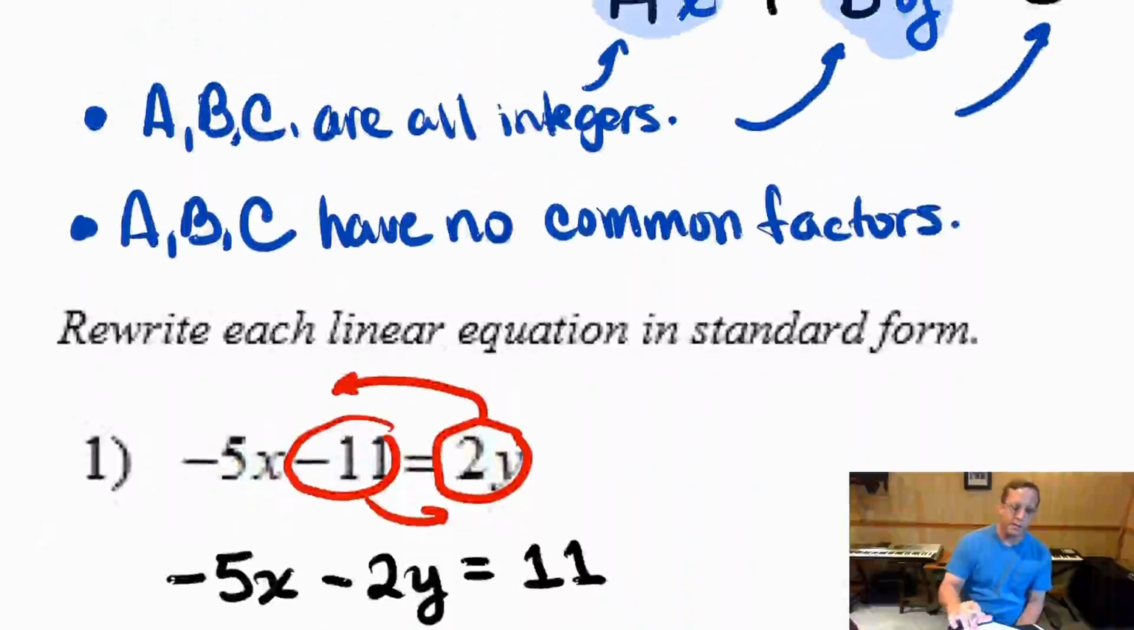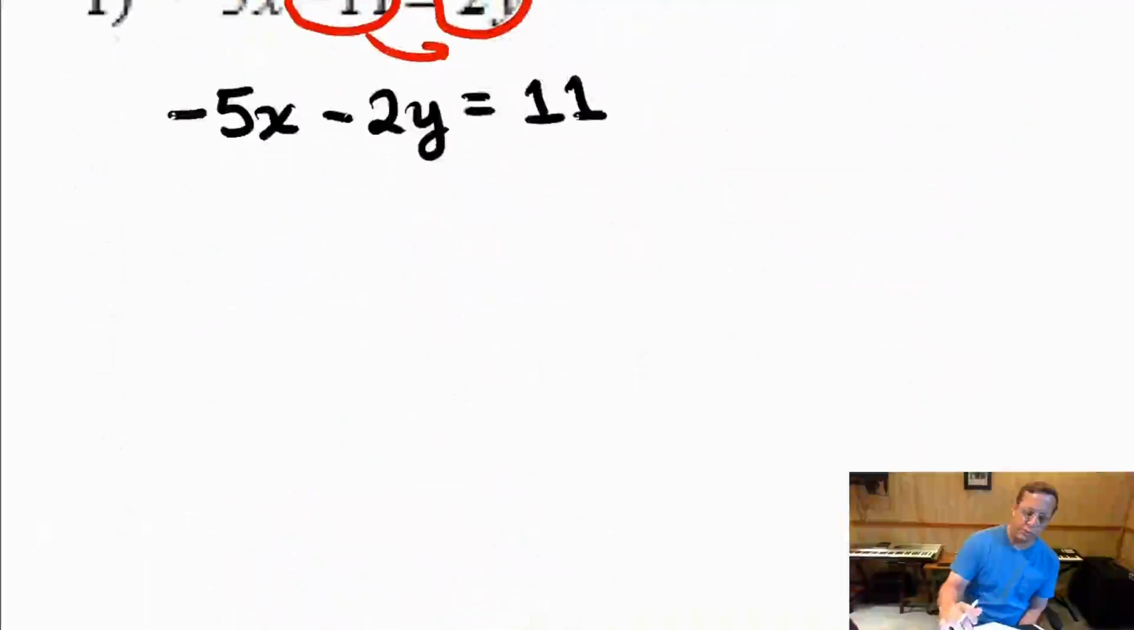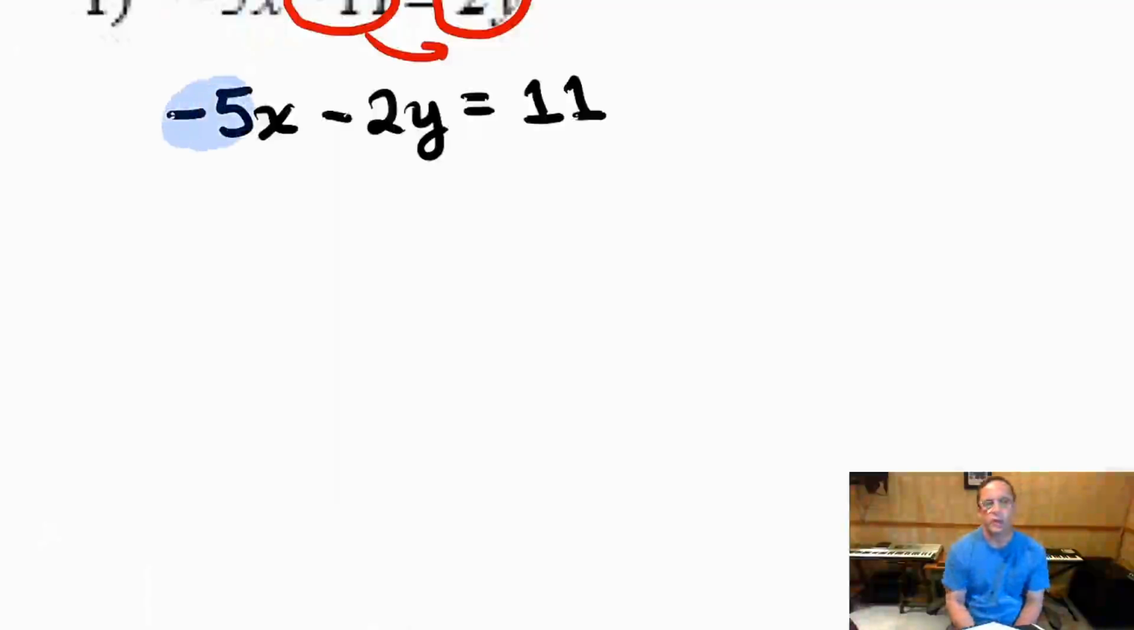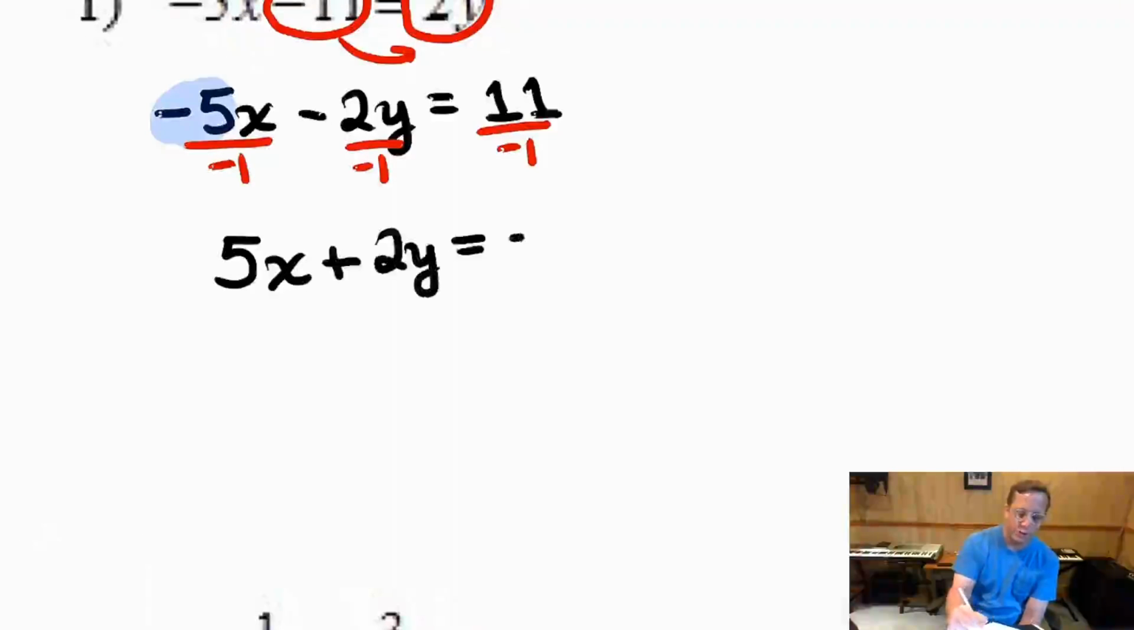Now, here's another important part about standard form. A must be positive, which is why this one made me think of that. This one, the coefficient of x, is negative, obviously. Some people think, well, I'm just going to erase the negative, but it doesn't always work out that easily. In order to get rid of a negative, all you have to do is divide everything by -1. You can factor out a -1. So then it becomes, when you fix it up, 5x plus 2y equals -11.